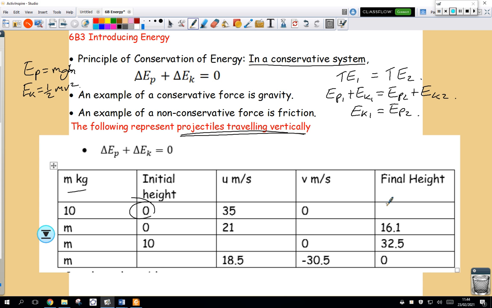Its kinetic energy at position 1 is defined as being a half times its mass, in this case that's 10, times its speed, 35 squared. And that's going to equal its potential energy at position 2, which is defined by its mass, which is given as 10, times g, times its height at position 2, which is what we're looking at.